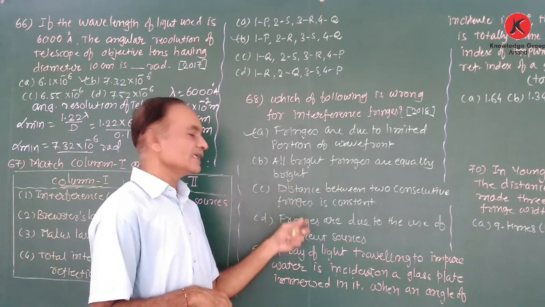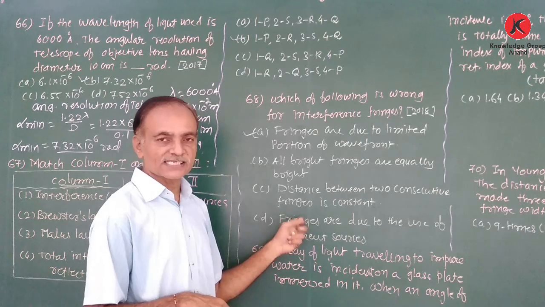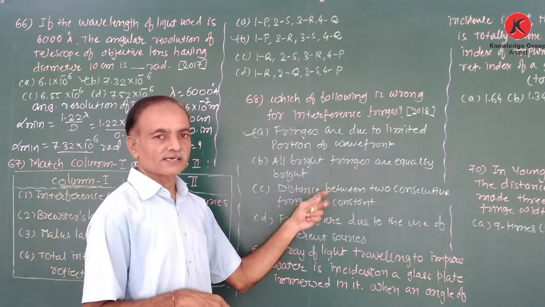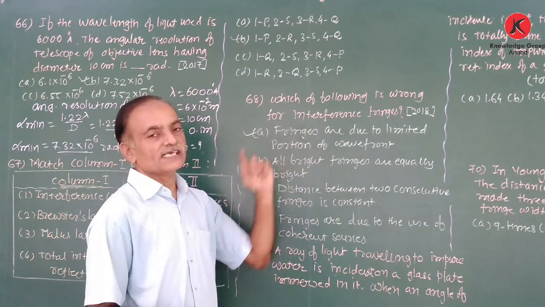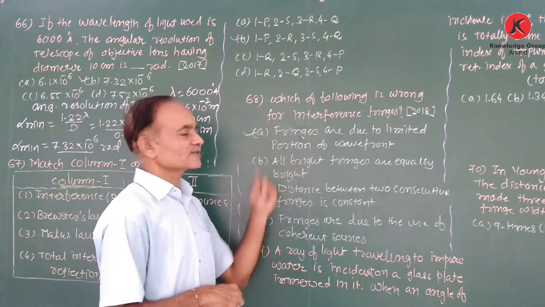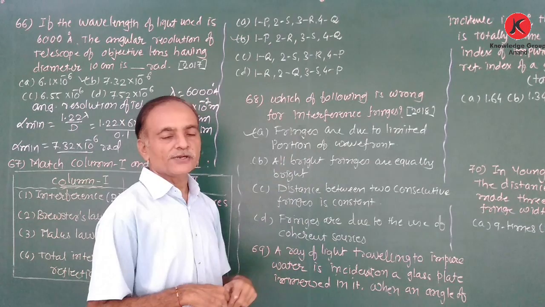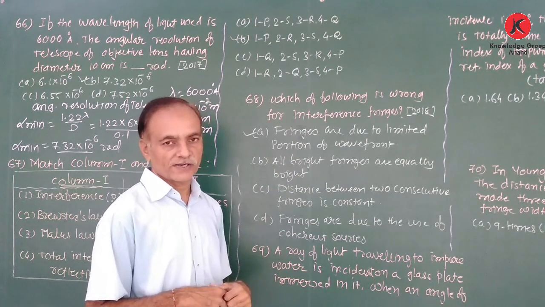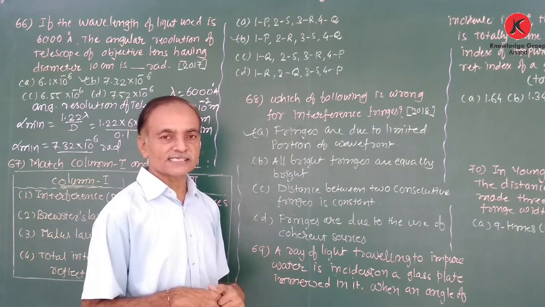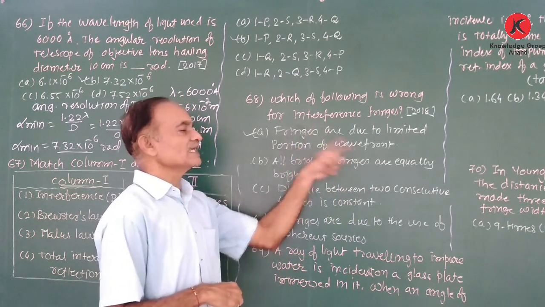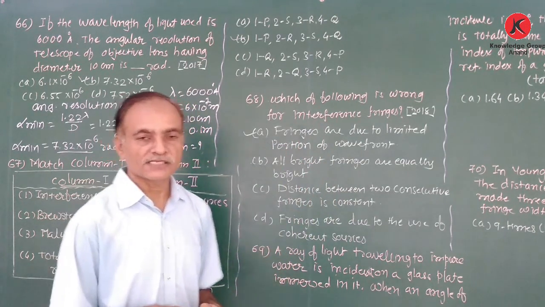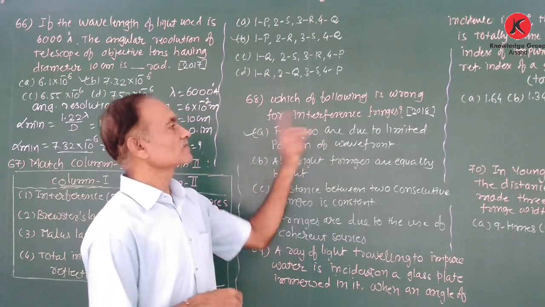So B, C, D are the right sentences for diffraction fringes and interference fringes. We have to find out which is wrong. Therefore, the first option is wrong. The fringes are due to the limited portion of the wavefront. In interference fringes, the entire wavefront is superposed on the other wavefront, and as a result, the interference fringes are obtained. Therefore, option A is wrong.